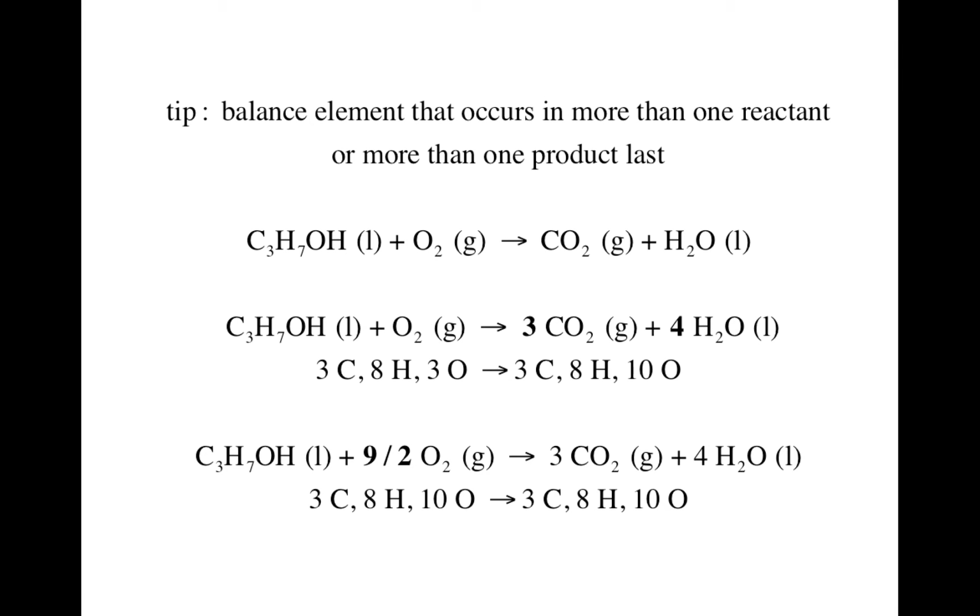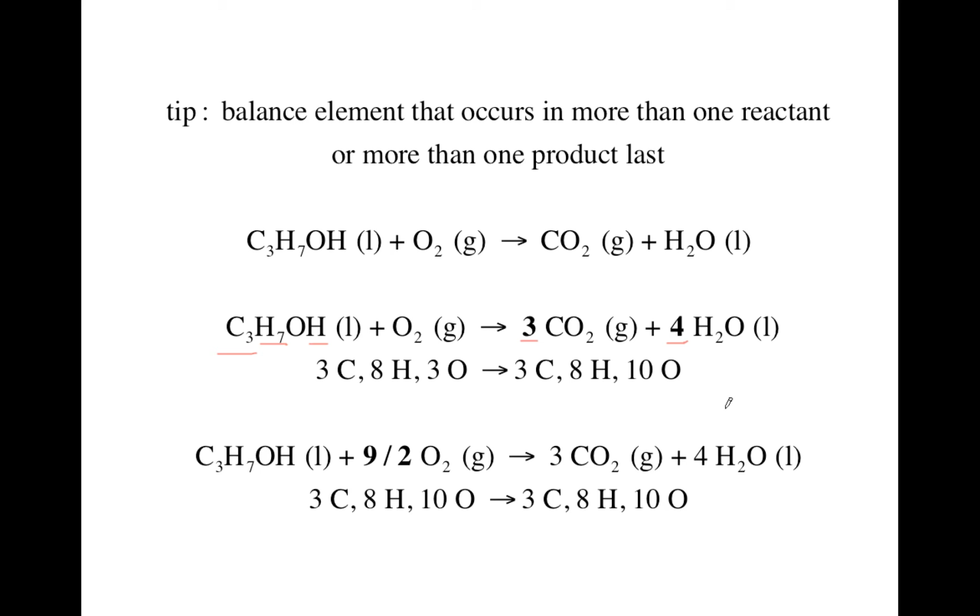Now here's a tip for some of the more complicated ones. If you see an element that occurs in more than one reactant or more than one product, you want to balance that chemical last. So if you notice here, oxygen's in 2 different places on the left and 2 different places on the right. So you want to stay away from oxygen to start. So let's deal with carbon and hydrogen first. If you look over here, there's 3 carbons, and originally there was just 1 carbon here. So if I put a 3 in front, I now have 3 carbons on both sides. Hydrogen, there's 7 here, but don't forget this one, which gives you a total of 8. There were originally 2, so if I put a 4 here, that'll give me 8 hydrogens.